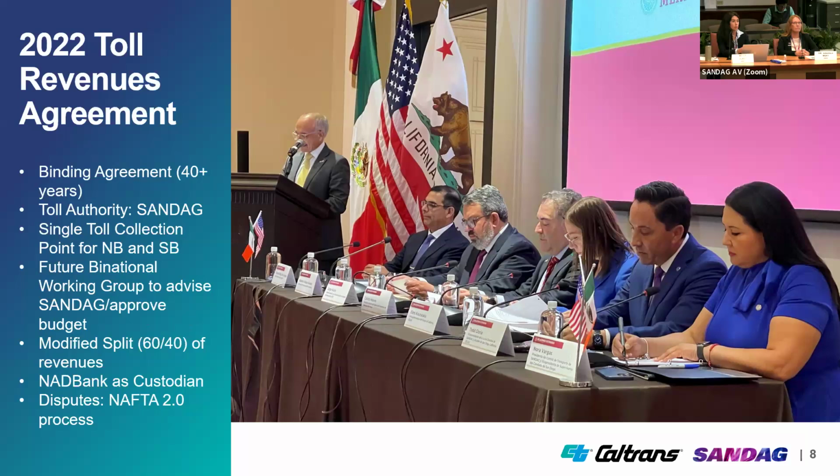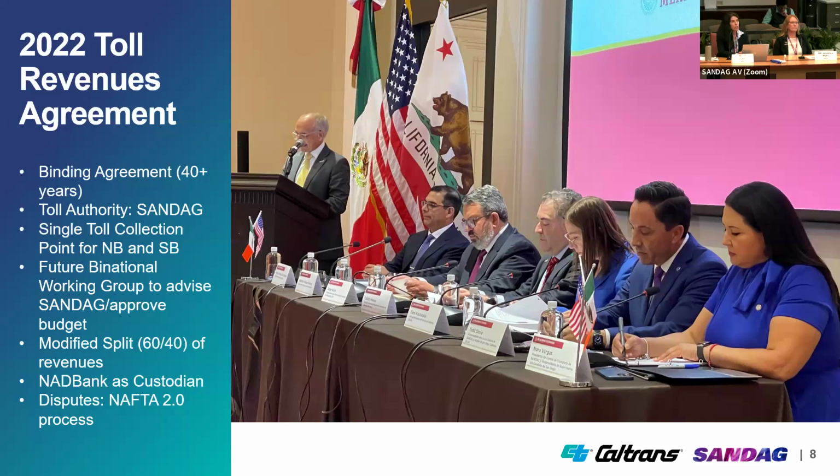That agreement is between SANDAG and Mexico's Department of Infrastructure, Communication, and Transportation, which Mario mentioned we refer to as SICT. That binding agreement establishes the collaborative tolling arrangement that was memorialized in the 2021 MOU, making SANDAG the toll authority and establishing a single toll collection point for both northbound and southbound traffic. Mexico also agreed not to collect tolls during the term of the agreement, which is 40-plus years, or as long as it takes SANDAG to pay off its bonds, any potential TIFIA loan, and so forth.